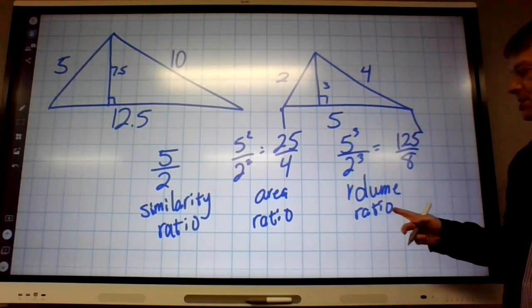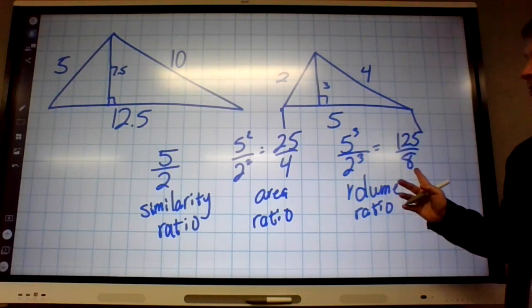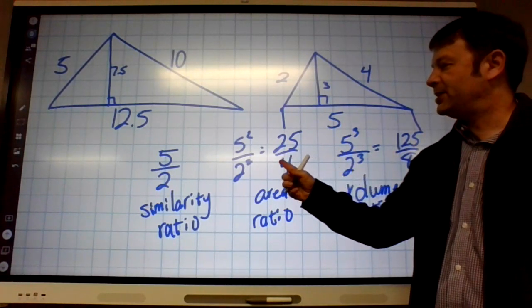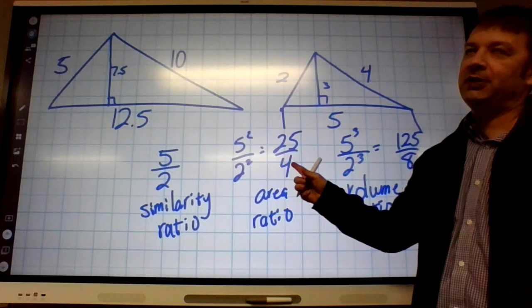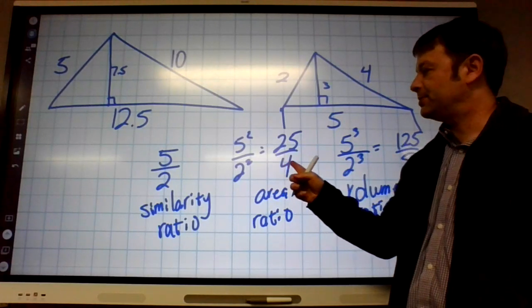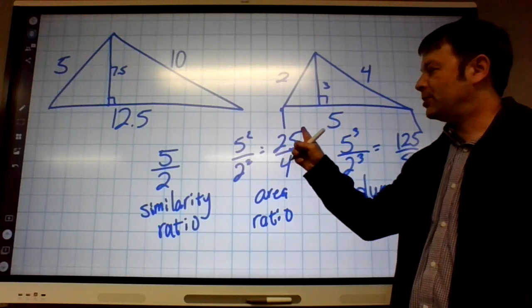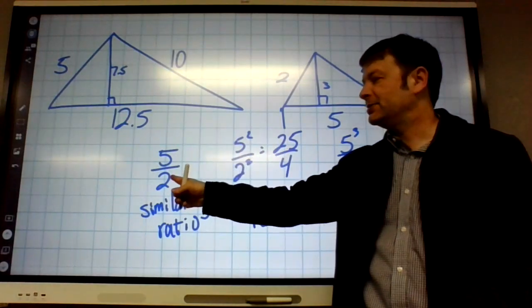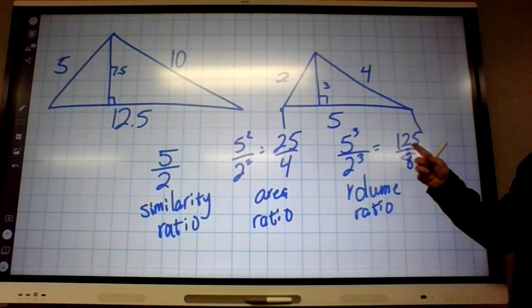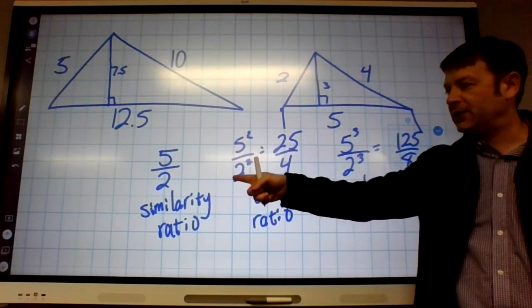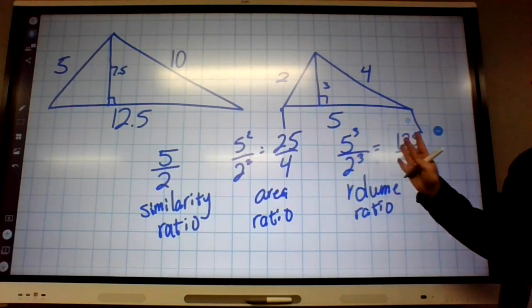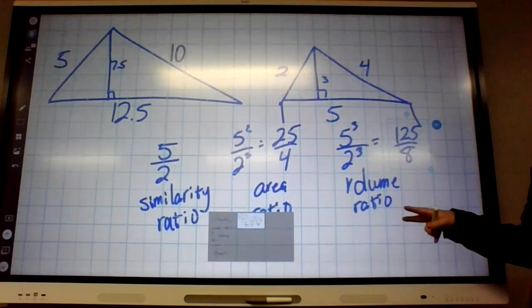Okay. So remember on that worksheet, sometimes they said this is the two areas, so find the similarity ratio, or they called it the scale factor. So we had to do the square root of this to get that. Or sometimes we did the cube root of the volume to get that. And we went back and forth. Okay, you guys recall that stuff?